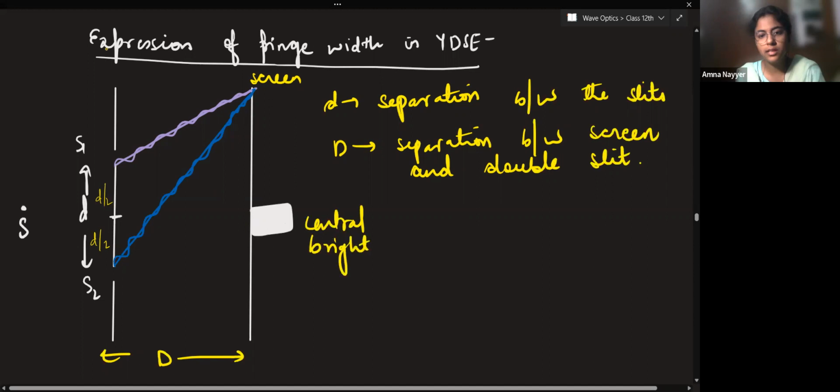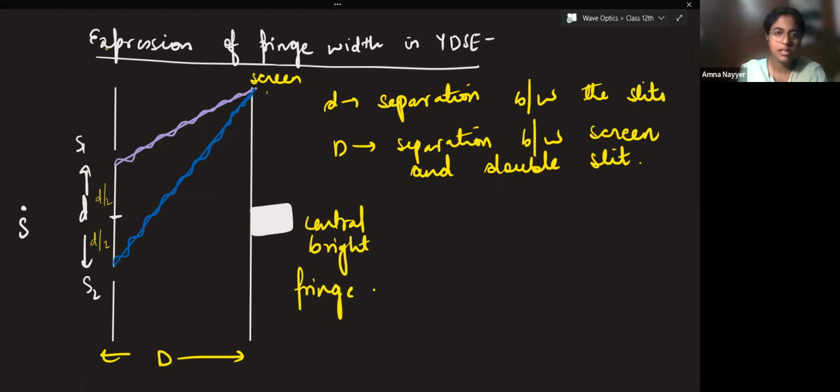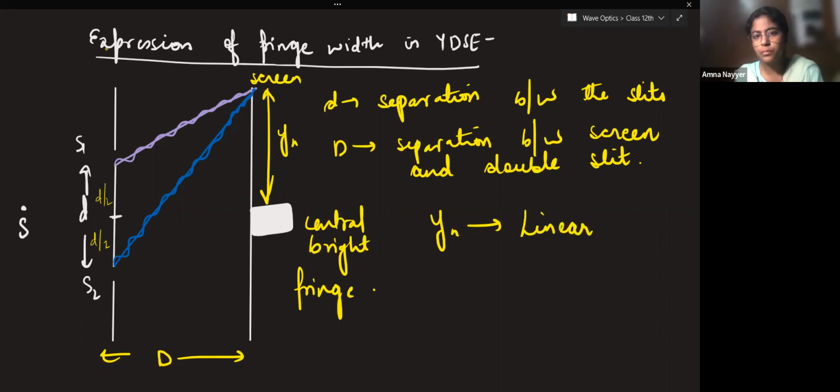The separation from the screen center to the central bright fringe is yn. This we want to calculate before we find the fringe width. The width of the fringe is different. First, let us find the expression for linear separation. Bright fringes are formed by constructive interference of two waves. They constructively interfere with each other, resulting in greater amplitude and greater intensity. It is the same for the center one, we are just naming it the central bright fringe.